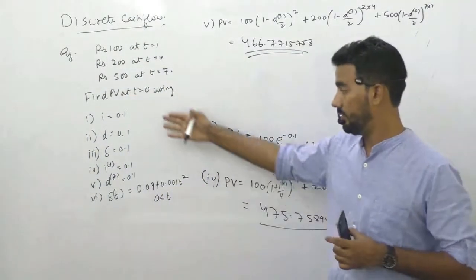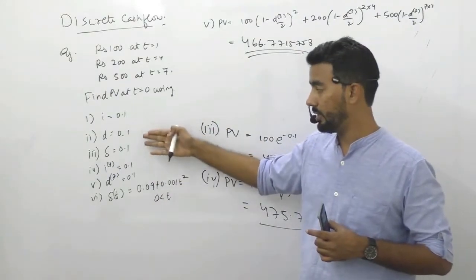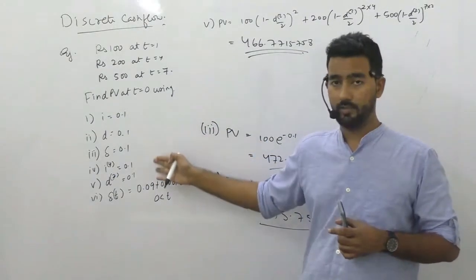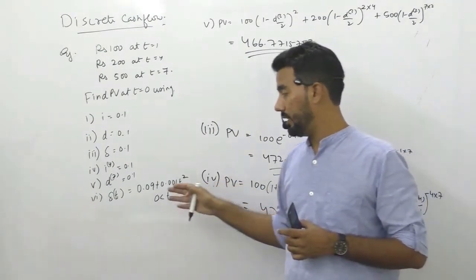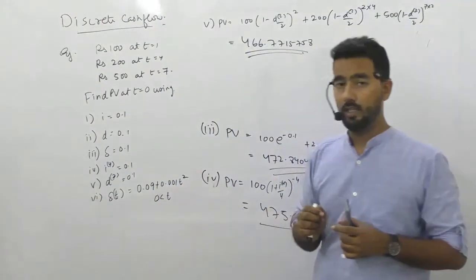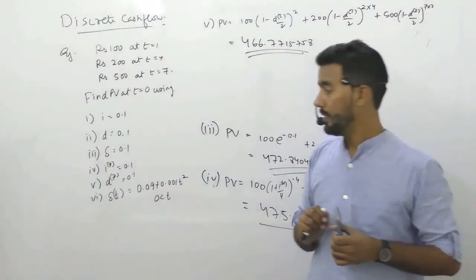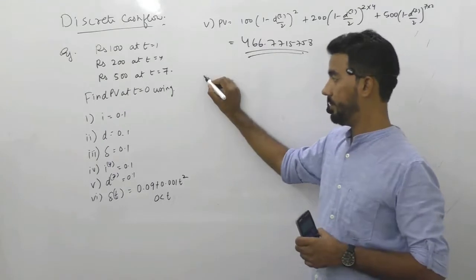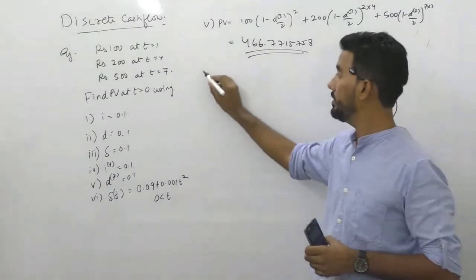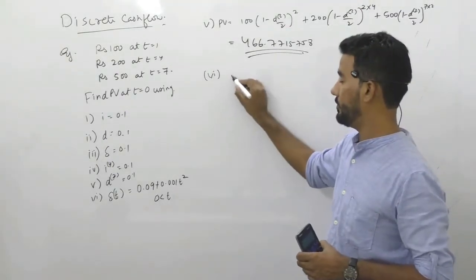We used the first 5 cases where interest rate, discount rate, delta, i4, d4, all the 5 cases that we have studied in the previous videos are covered here. Now we have to deal with the case where a function of interest is given. So let's try that. So now here this 100 rupees have to be discounted for 1 year and the force of interest is given as a function of time.